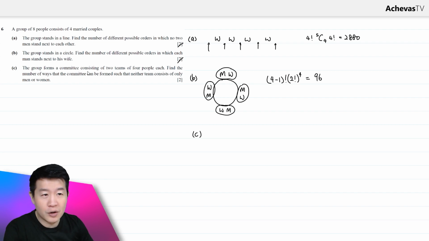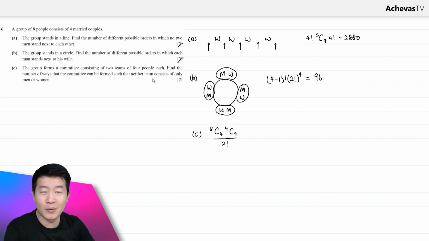Next, I want to form a committee consisting of 2 teams, and the teams are going to have 4 people each. I want to find the number of ways for this committee to be formed such that a team will not consist of only men or only women. And I think one quick way for me to do this is to make use of complement. So out of 8 people, we will choose 4, and out of the remaining 4 people, we will choose another 4 to form the committees. But this means I'm working on the first team and the second team, but they are just 2 teams that are identical to each other, so I'm going to divide by 2 factorial. And this actually will include those scenarios where a team consists of only men or women.